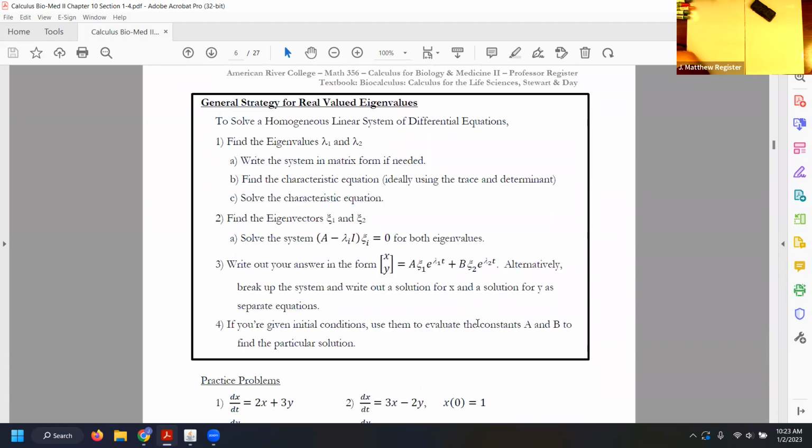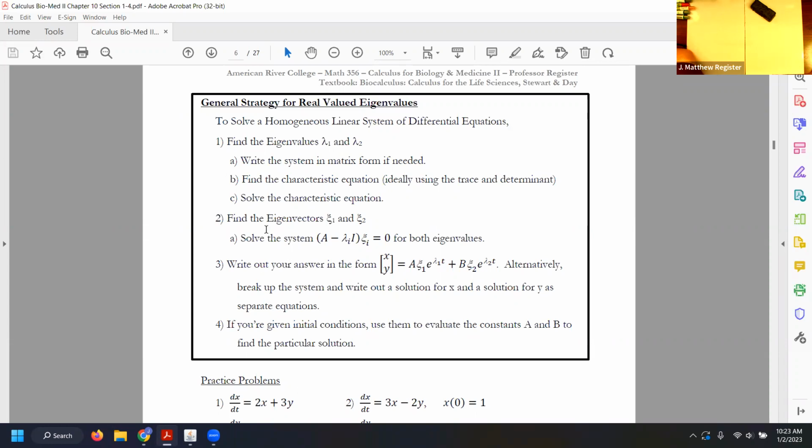And so here is our general strategy for real valued eigenvalues. To solve a homogeneous linear system of differential equations, begin by finding the eigenvalues lambda 1 and lambda 2. And so you can write the system in matrix form if needed. You can find the characteristic equation, ideally just using the trace and the determinant. Then you can solve the characteristic equation.